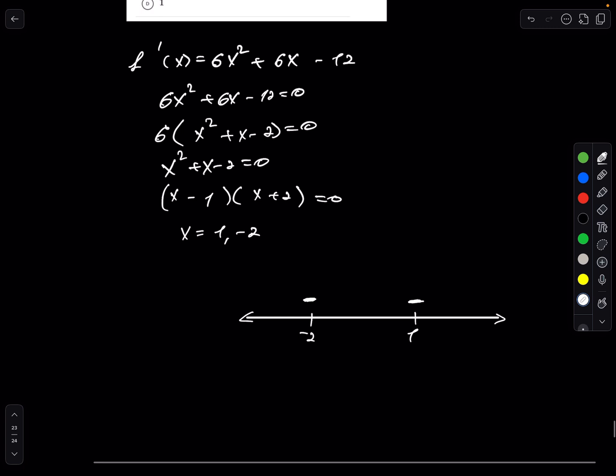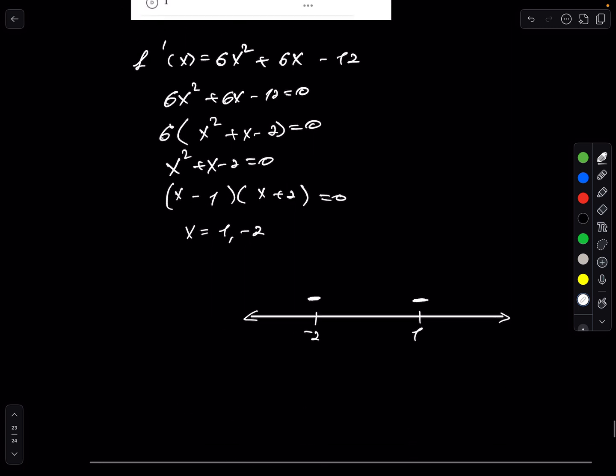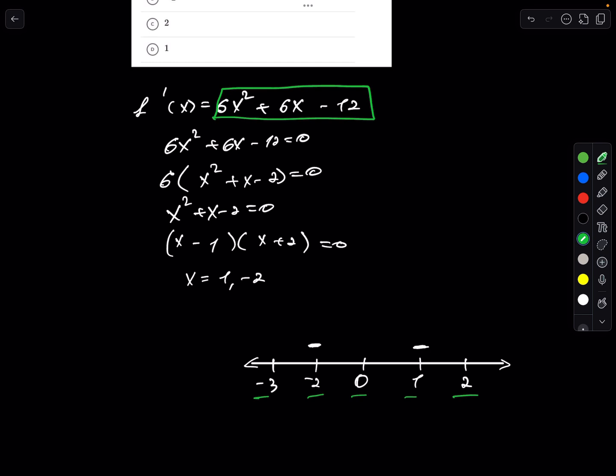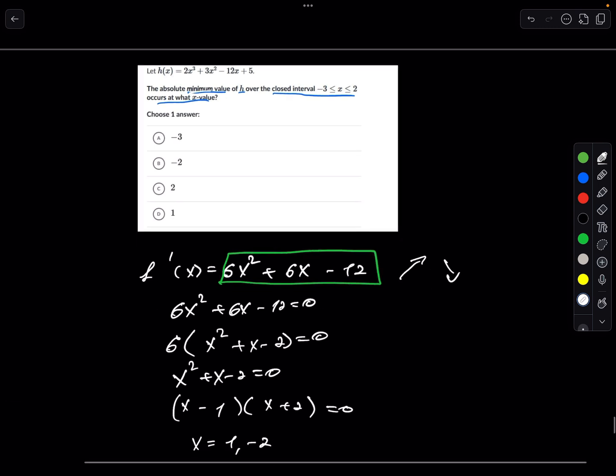Let's get back to the question. The interval is from minus 3 to 2. So we can pick minus 3 from this side. We can pick 0 here. And we can pick 2 here. And now we have to plug in each and every x value on our number line into this equation to get the answer and see whether or not we're increasing or decreasing, and based on that we are going to find the answer to our question, which is the minimum value of h.